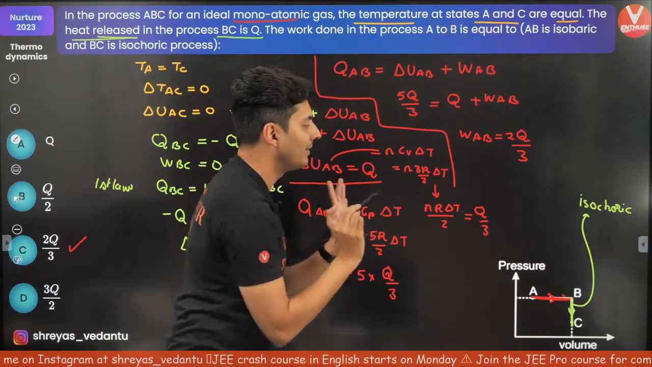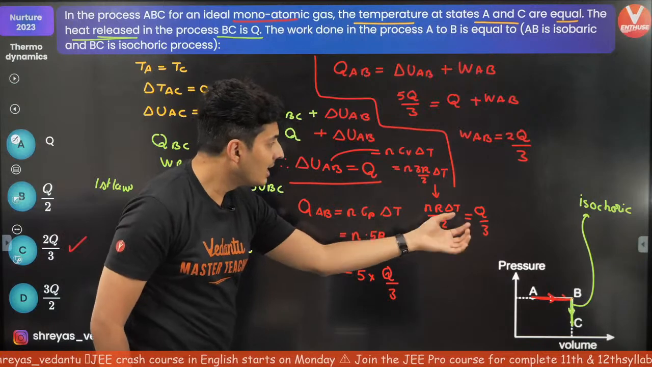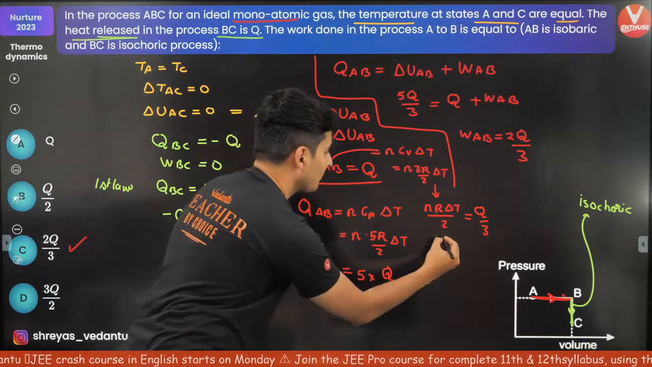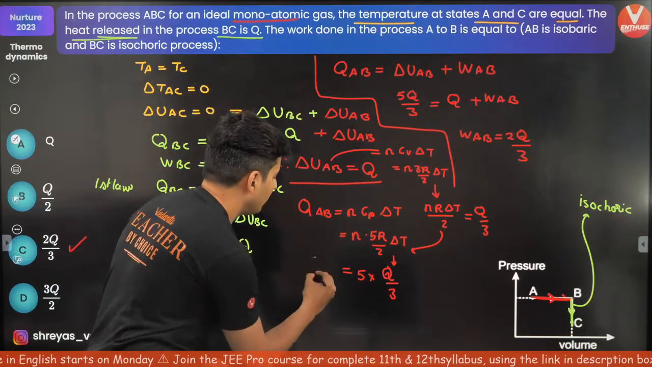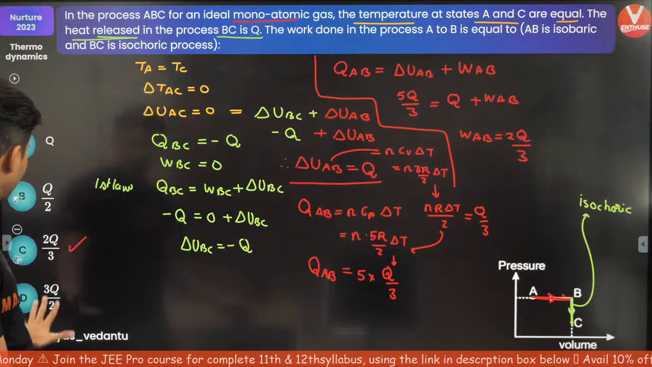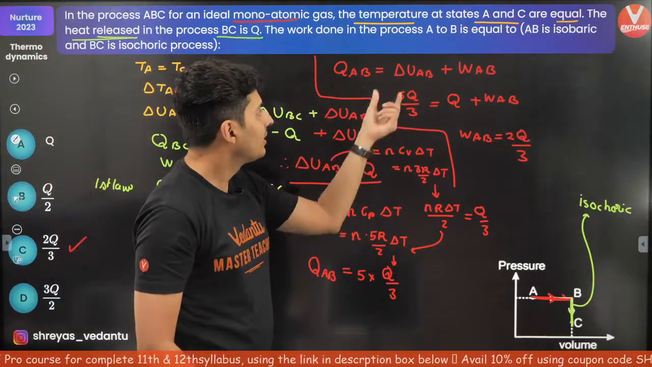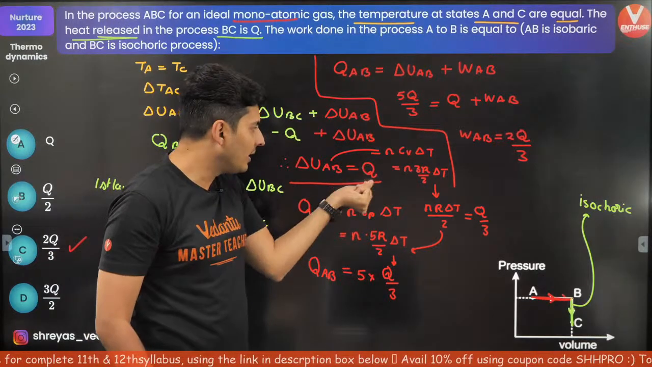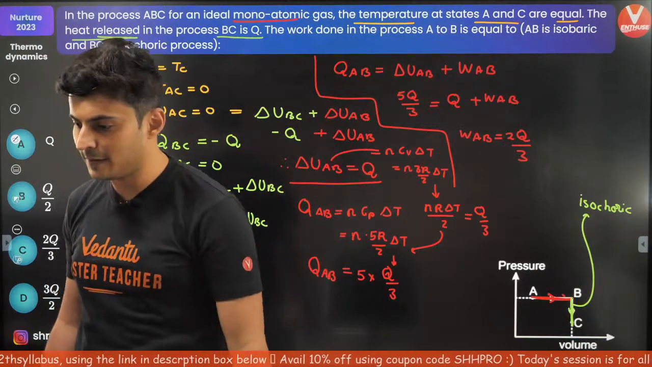From this I thought, I know nR delta T by 2 will be, take that 3 below, Q by 3. So I got the value of nR delta T by 2 as Q by 3, and I used this value over here to get Q_AB in terms of Q, because the final answers are only in terms of Q. Delta U_AB, I already knew it is Q. I rearranged, and I will get it. I hope this is clear.